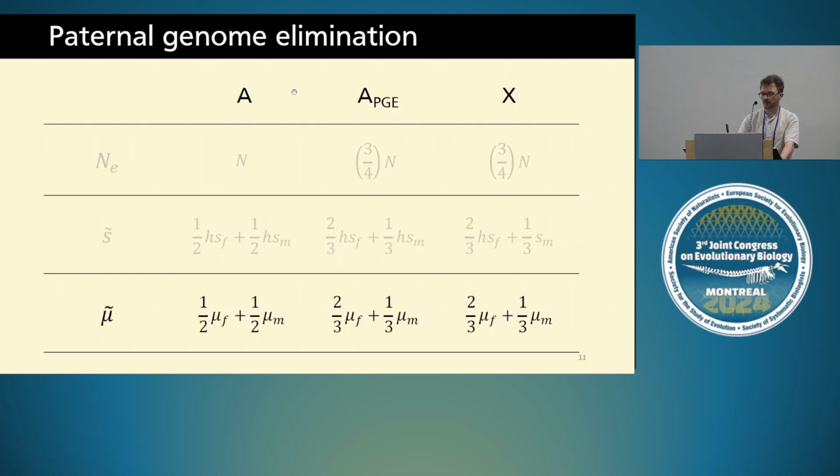And finally, we can think about the mutation rate. If we think about the effective mutation rate we're experiencing in the genome, in an autosomal system, it's half the time in females, half the time in males. But in our PGE systems, for both the autosomes and X chromosomes, the mutation rate in females will be relatively more important because we spend more time in there.